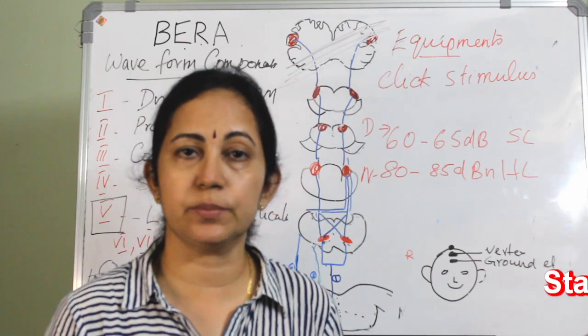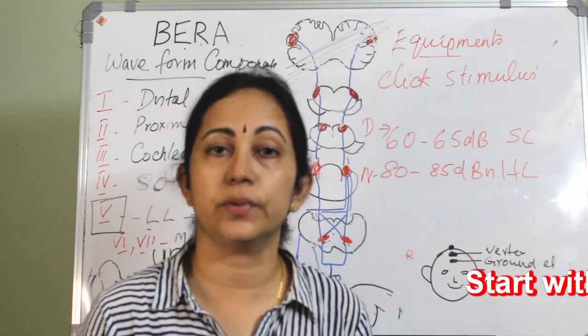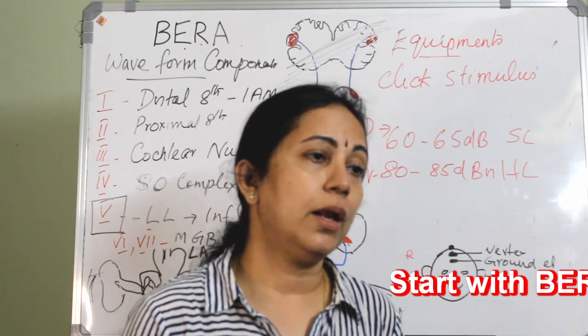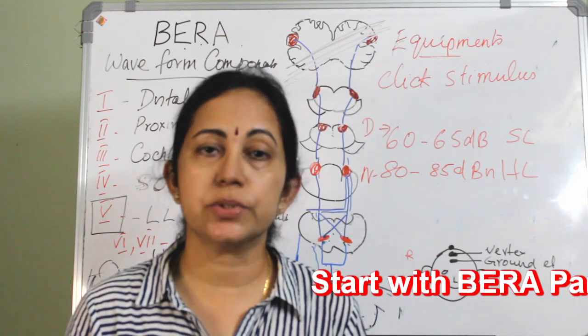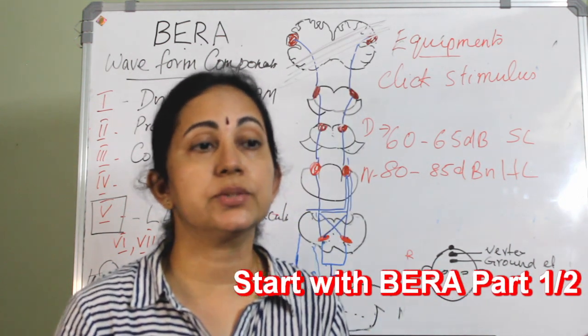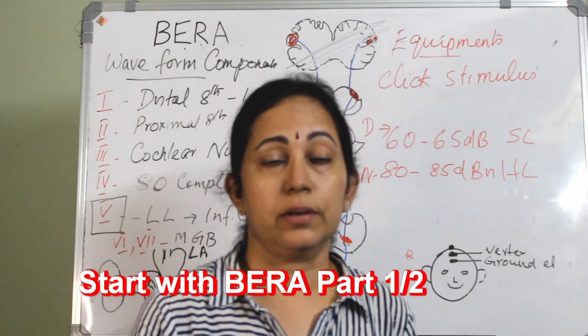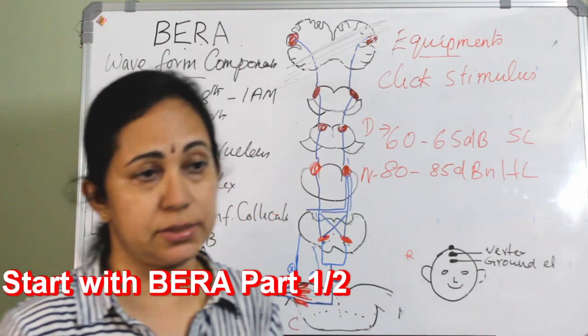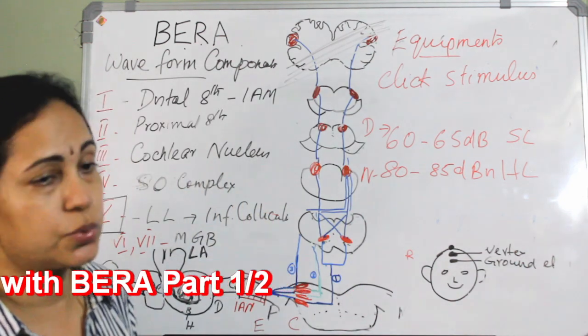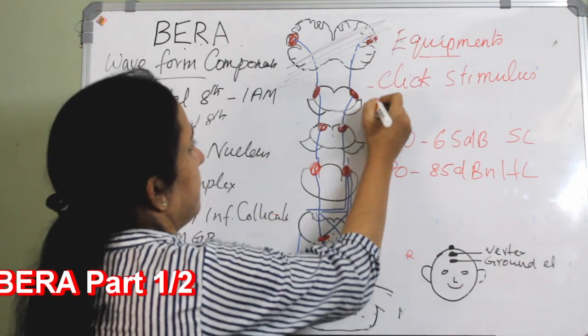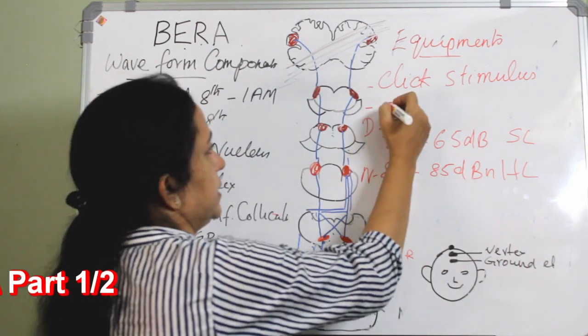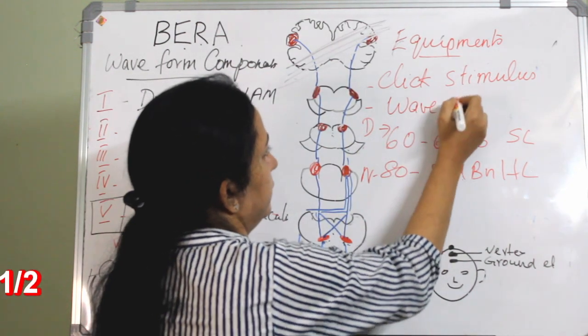So broadband click stimulus is given to one ear with masking of the opposite ear. Now the waves are produced, and what all things you have to specifically look into in the waves for assessment of any disease or hearing levels. So the wave pattern, pathologies in the waveform.